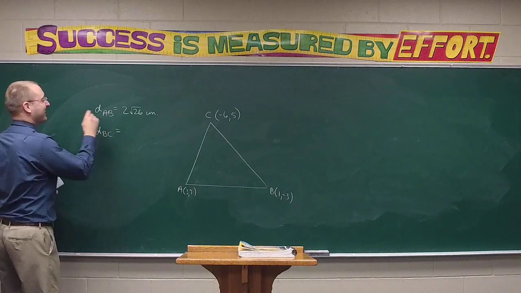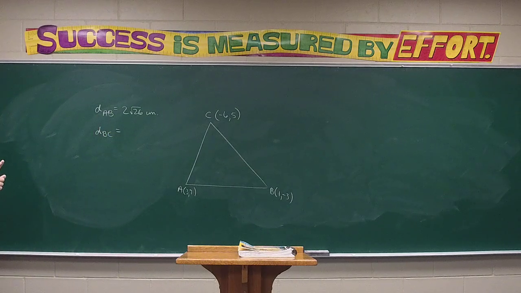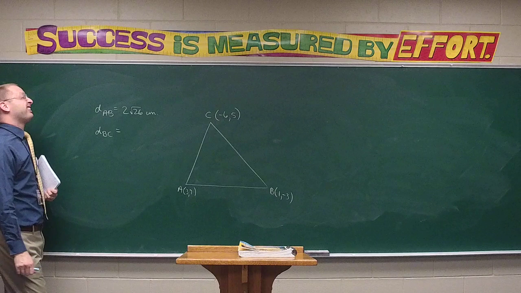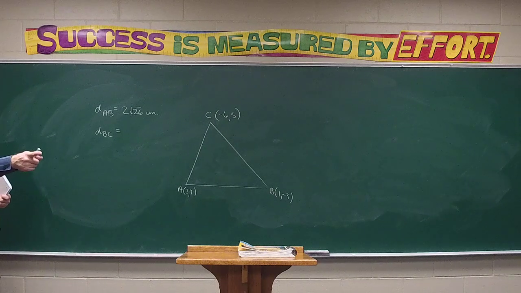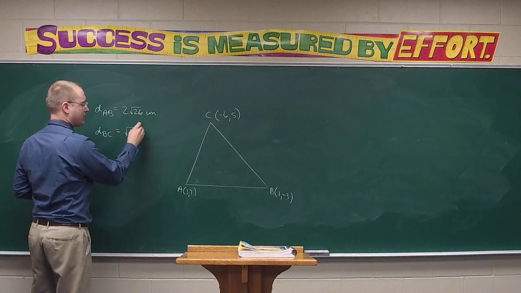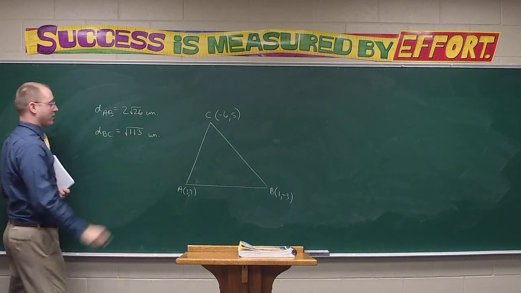All right, length of side BC. I'm going to take just a moment longer on this one. Oh, man, it's weird numbers, too. What did you get? Square root of 113. I got square root of 113. That doesn't reduce. So we'll take square root of 113 units.